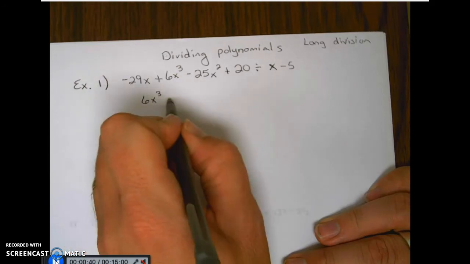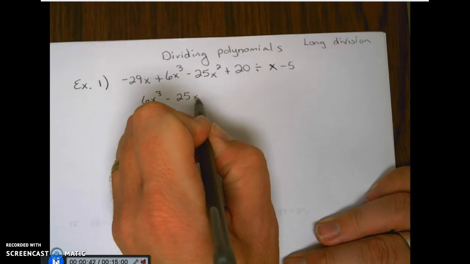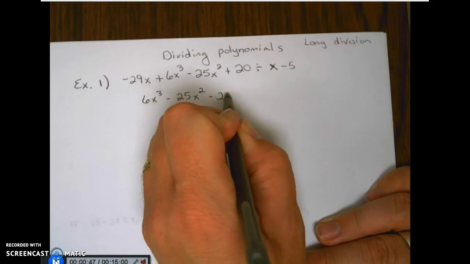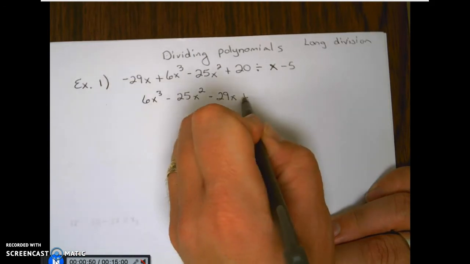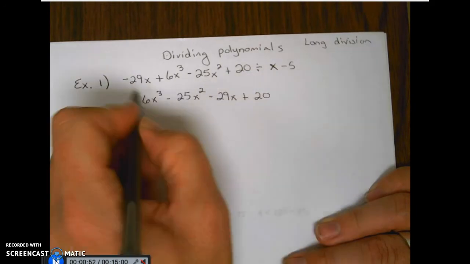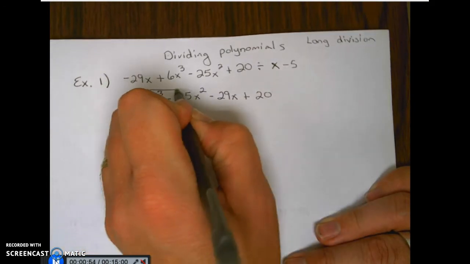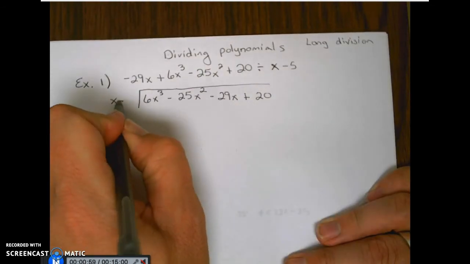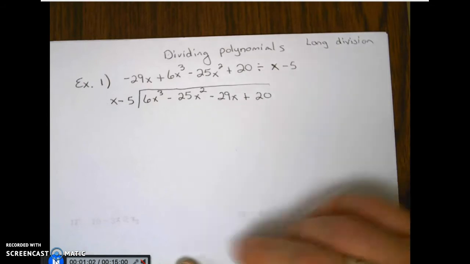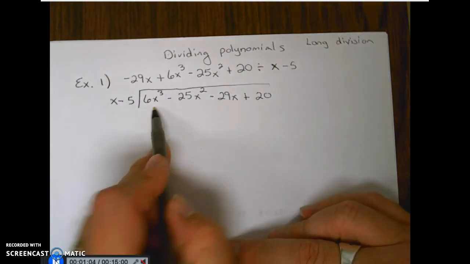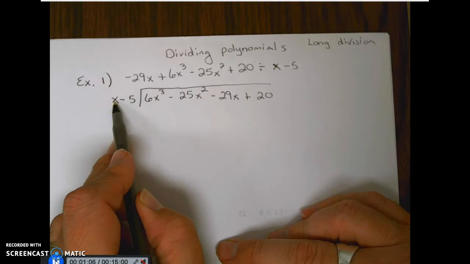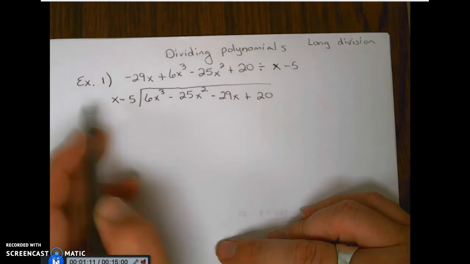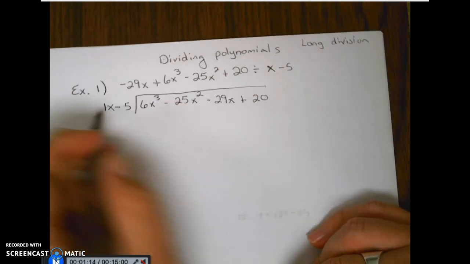So ordering it, cubic term first, quadratic term second, linear term, and our constant. Draw our division symbol, and then we're dividing by x minus 5. Okay, so in order to divide this, you want to figure out, x times what is 6x cubed? So remember there's a number in front of the x, it's a 1.